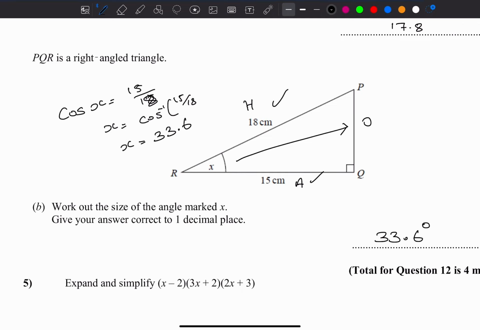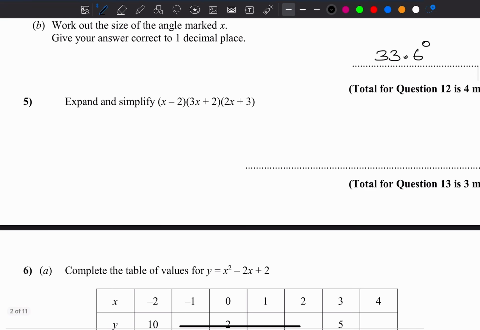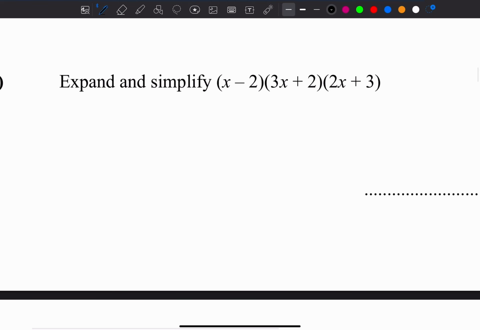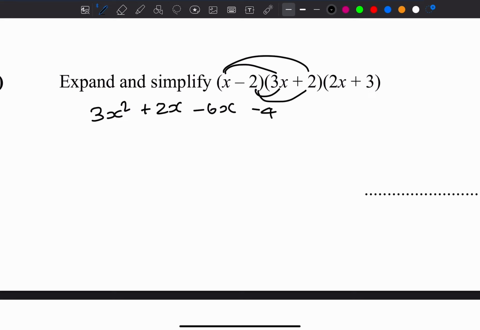6 degrees, yeah. Right, expand and simplify. Expand in triple bracket should be an either one. Here: 3x squared plus 2x minus 6x minus 4, which will give you 3x squared minus 4x minus 4. We multiply by 2x plus 3.